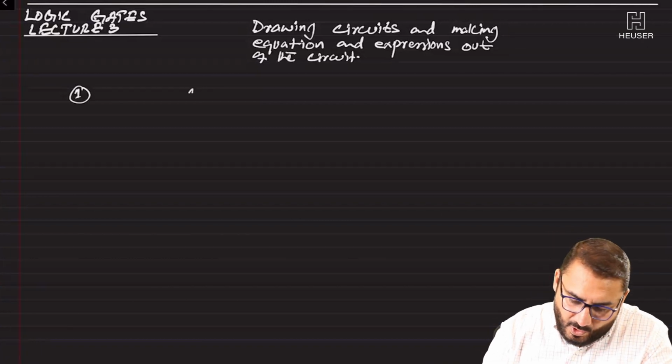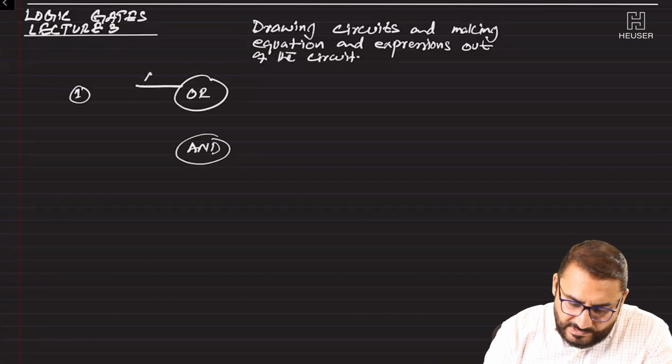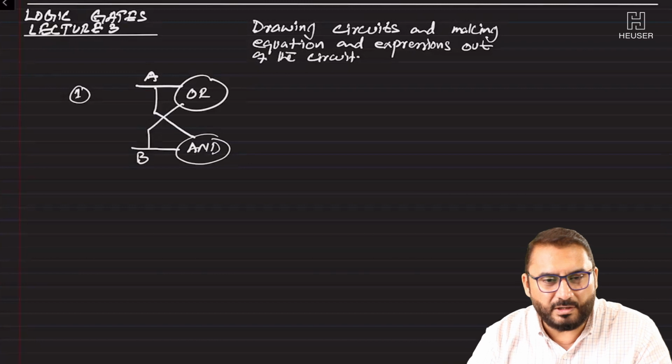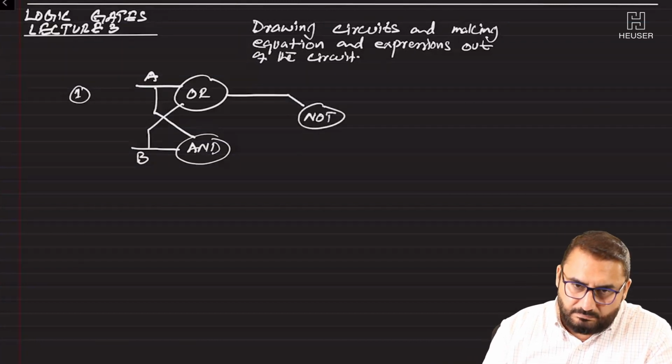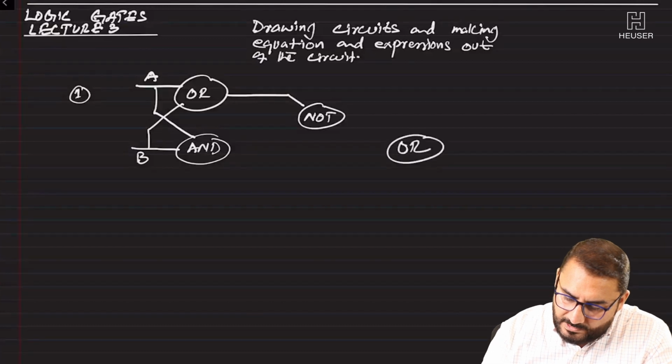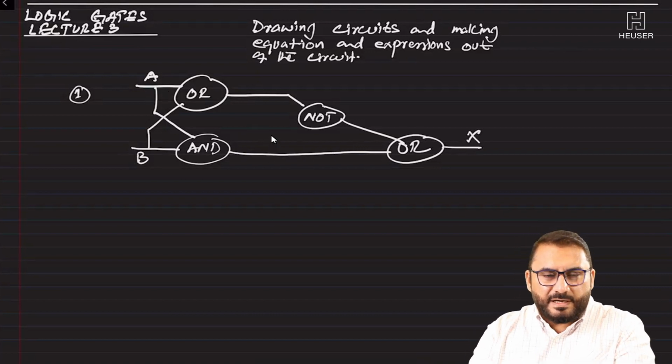So let's say I've got an OR gate, then I've got an AND gate. There is one input which is A to the OR gate, and there's a copy of that A that goes to the AND gate, and then there is a B input into the AND gate, and then there is a copy going into the OR gate. From the OR we have a NOT gate, and then I have another OR gate. Then this is the output.